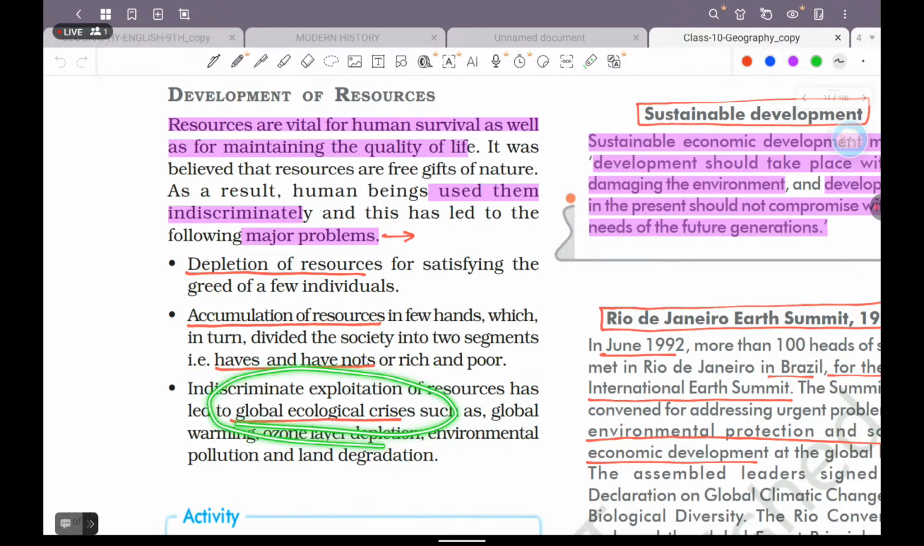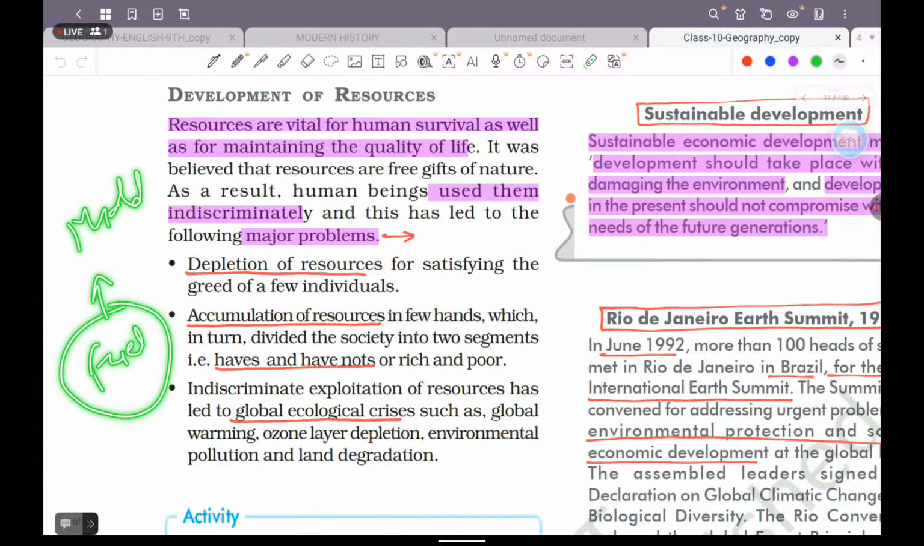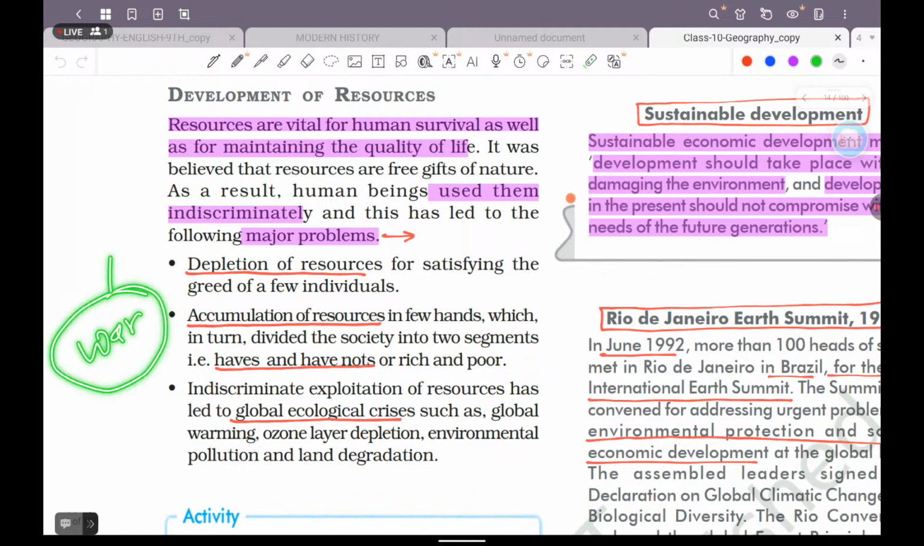Like the resource in the current time is fuel, because the Middle East countries contribute most of the share of fuel, and that's why, due to the war currently ongoing in the Middle East region, the supply is reduced, and that creates the problem in the global ecological crisis.